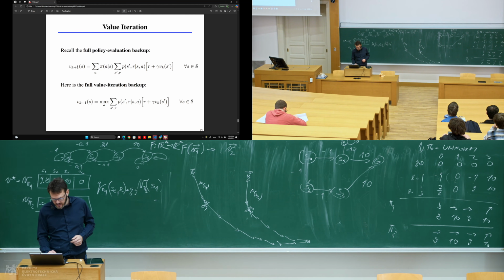So if you are updating the values, you will make the following value the value of the best action. So you will evaluate the value of each action and take the max of it and put it as the new value for that state.